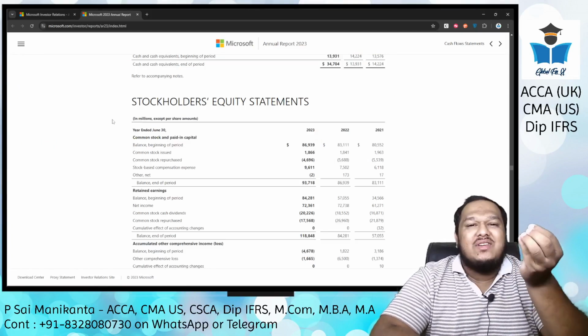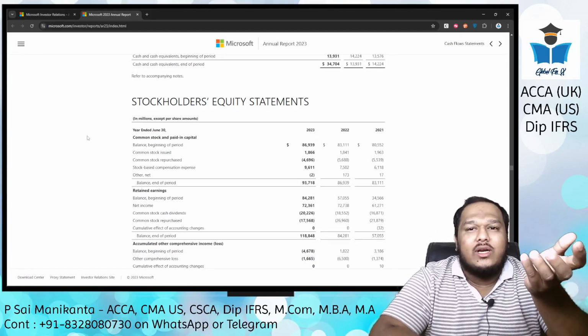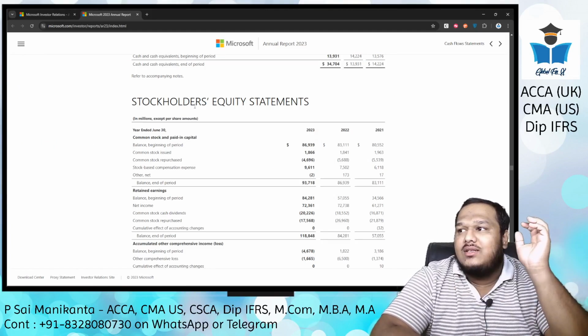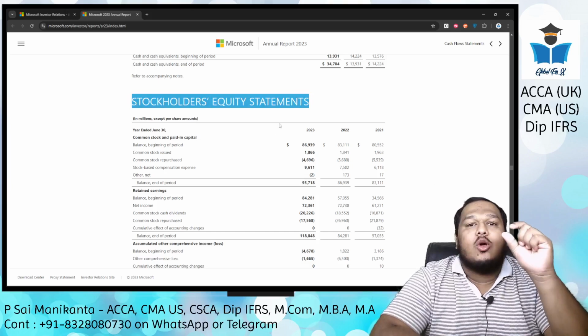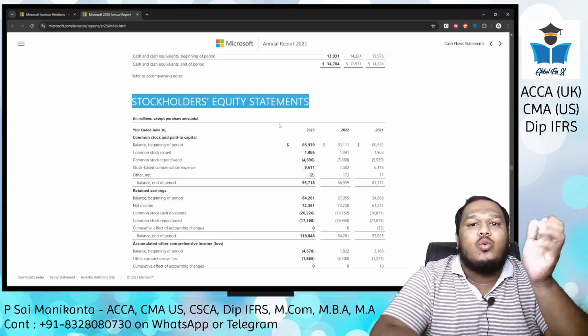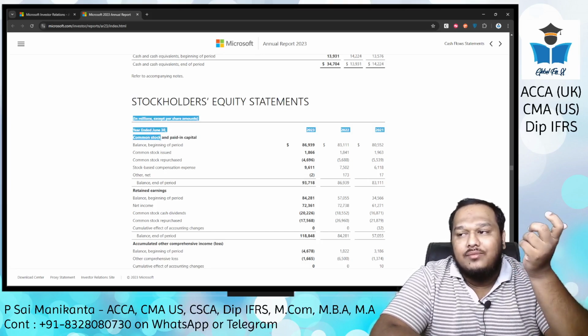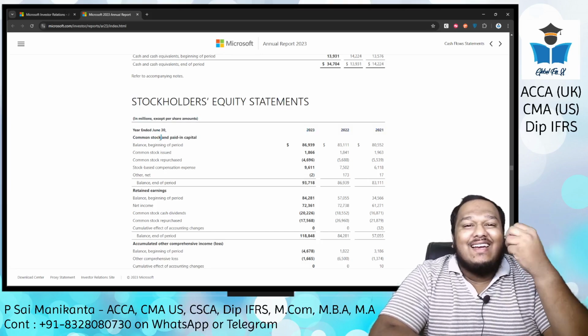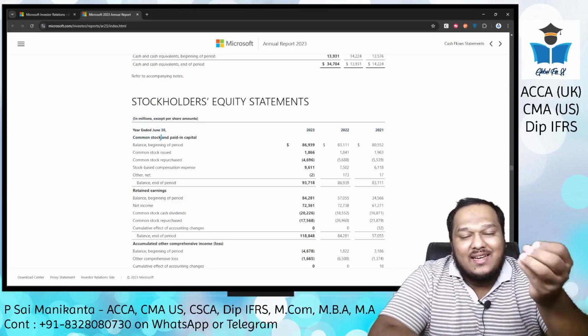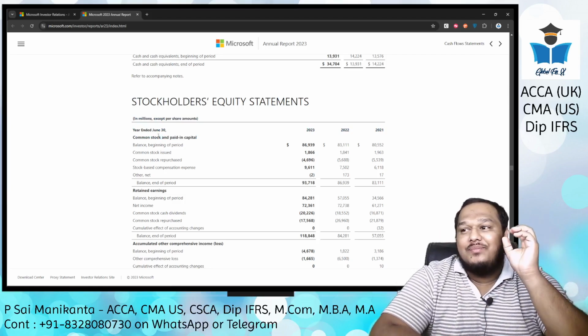The name itself is clear now. Why are you worried about it? Name itself is very clear. Stockholders equity means it talks about the changes that happened in the equity accounts. What are equity accounts? You have your common stock, which, in India, we call equity share capital. In US they call it common stock.